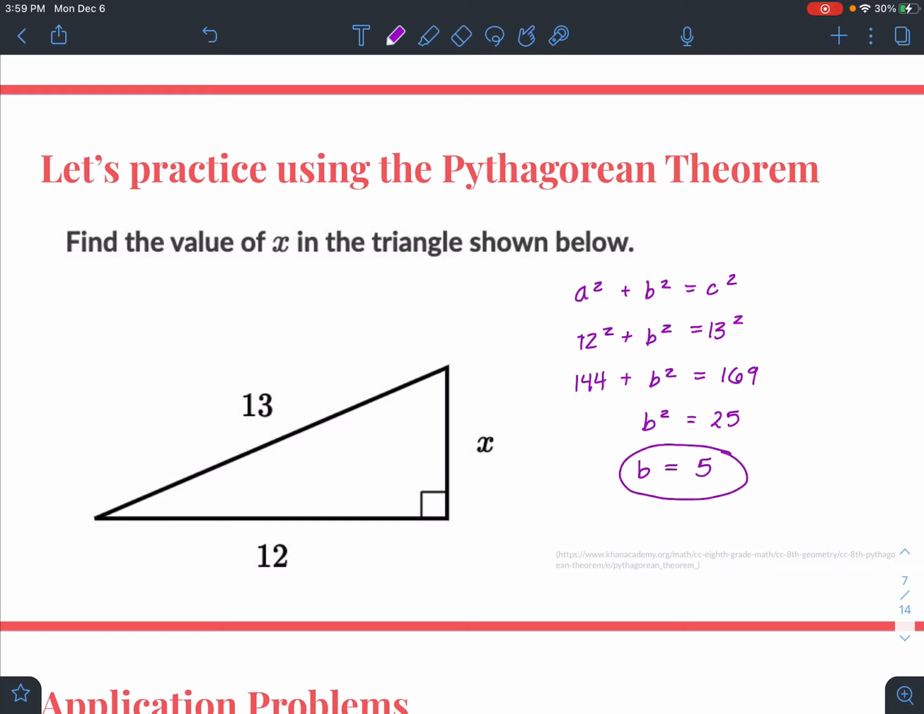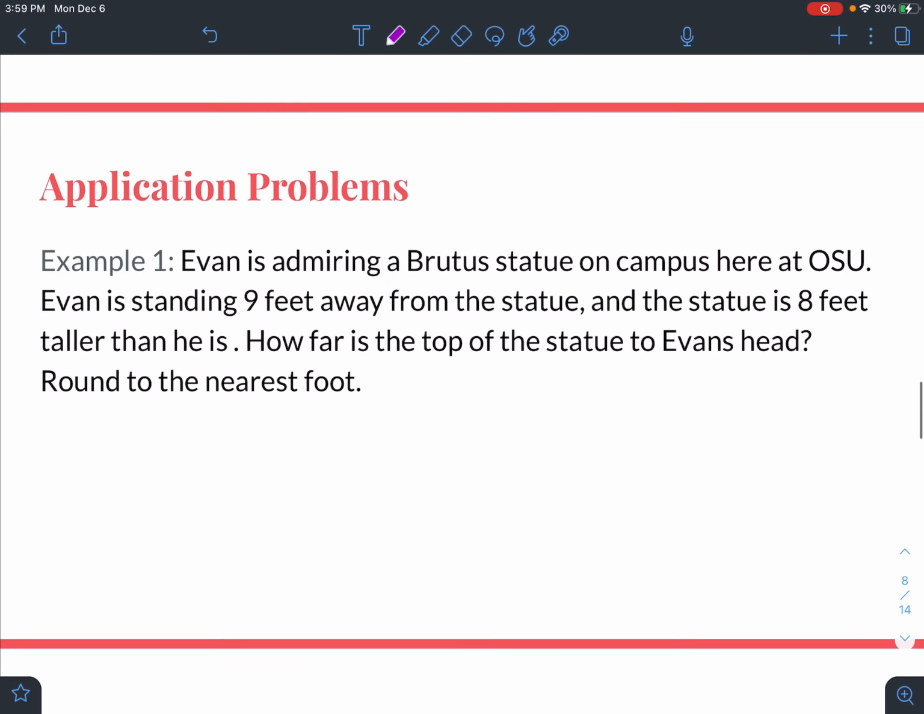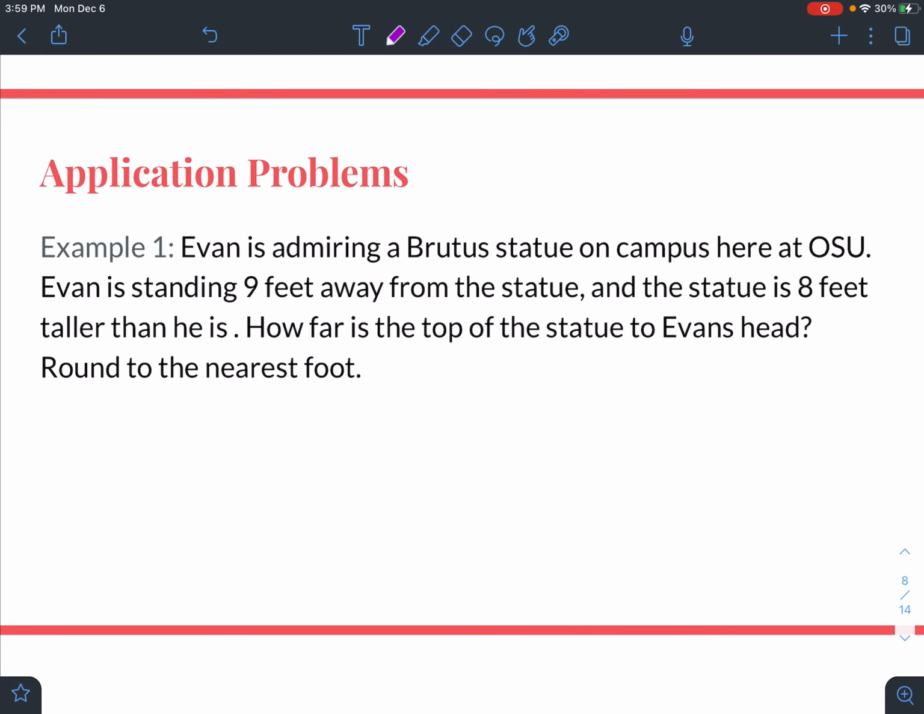Okay, so now we're going to move into some application problems. Evan is admiring a Brutus statue on campus here at OSU. Evan is standing 9 feet away from the statue, and the statue is 8 feet taller than he is. How far is the top of the statue to Evan's head, rounded to the nearest foot?